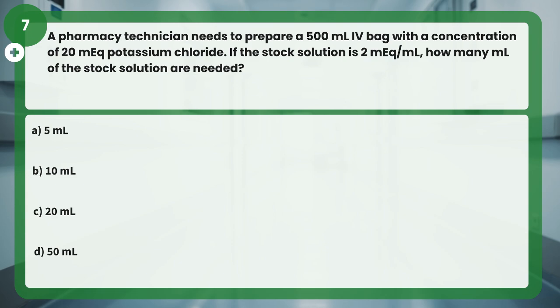Question 7. A pharmacy technician needs to prepare a 500 milliliter IV bag with a concentration of 20 milliequivalents potassium chloride. If the stock solution is 2 milliequivalents/mL, how many mL of the stock solution are needed? A. 5 milliliters. B. 10 milliliters. C. 20 milliliters. D. 50 milliliters.